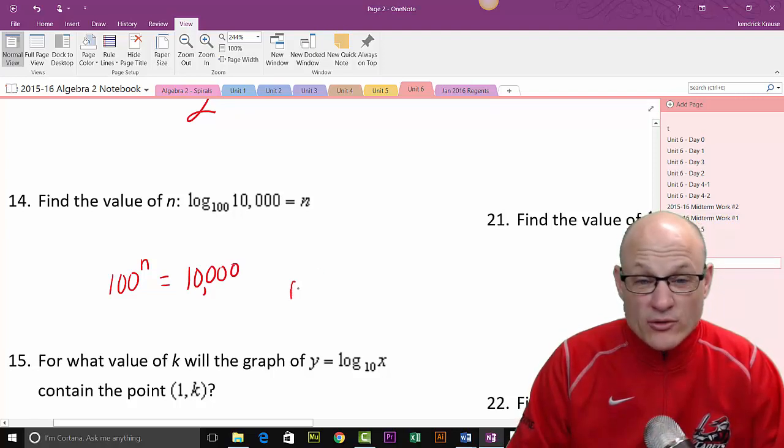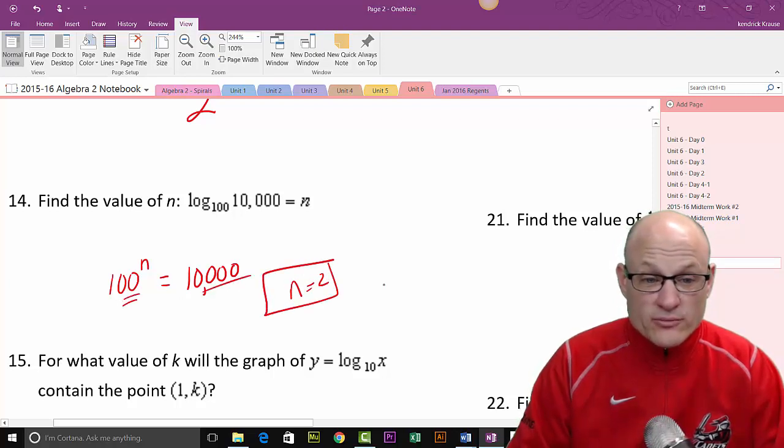And 100 squared, so n equals 2. And if you square it, you get 4 zeros.